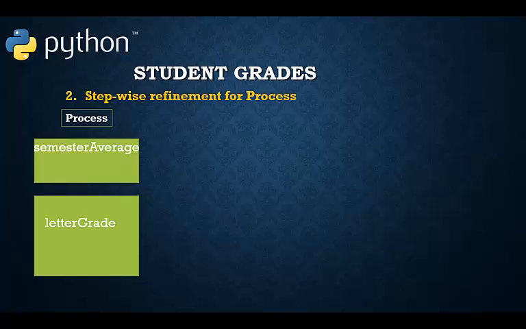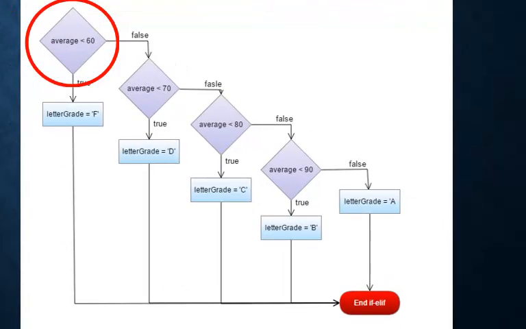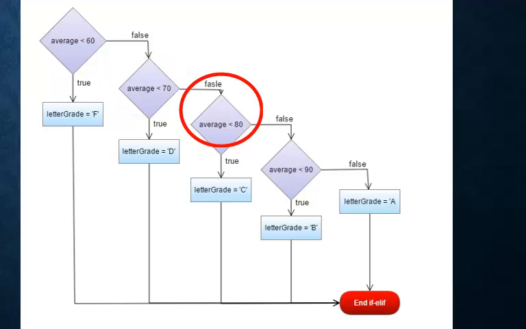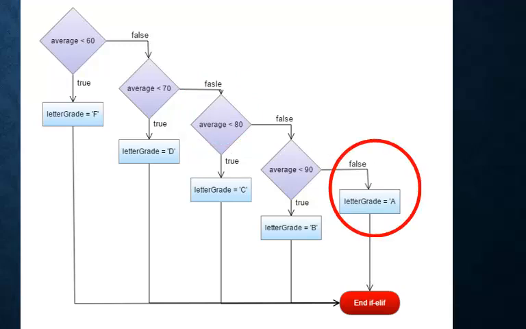An average below 60 would be failing. An average greater than or equal to 60 but less than 70 would be a D. An average greater than or equal to 70 but less than 80 would be a C. And an average greater than or equal to 90 would be an A. Here is a flowchart that matches the logic. We will use this to code our solution.